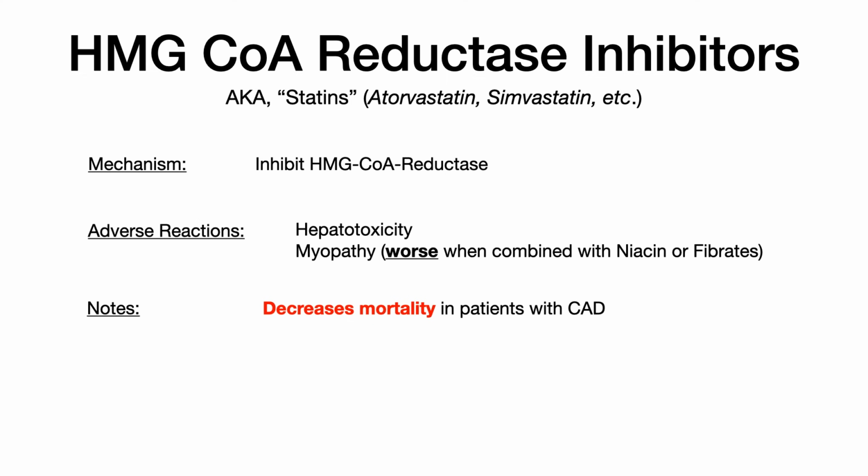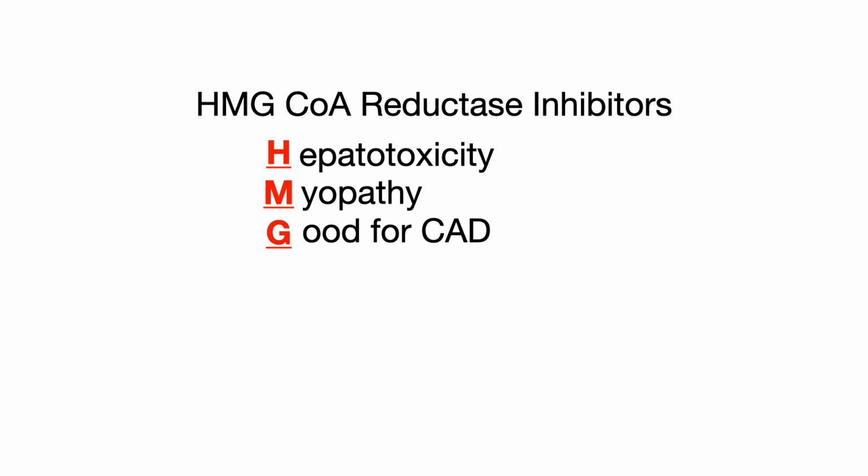So how do you remember all of this? Well, luckily the medication name tells you the mechanism. So that's not really hard to remember at all, because in your answer choices, if you see HMG-CoA reductase inhibitor, you know the mechanism. So really what you need to take away from this discussion and memorize are the adverse reactions, as well as the fact that this decreases mortality in patients with CAD. So my mnemonic for HMG-CoA reductase inhibitors is HMG. H for hepatotoxicity, M for myopathy, and G for good for CAD.